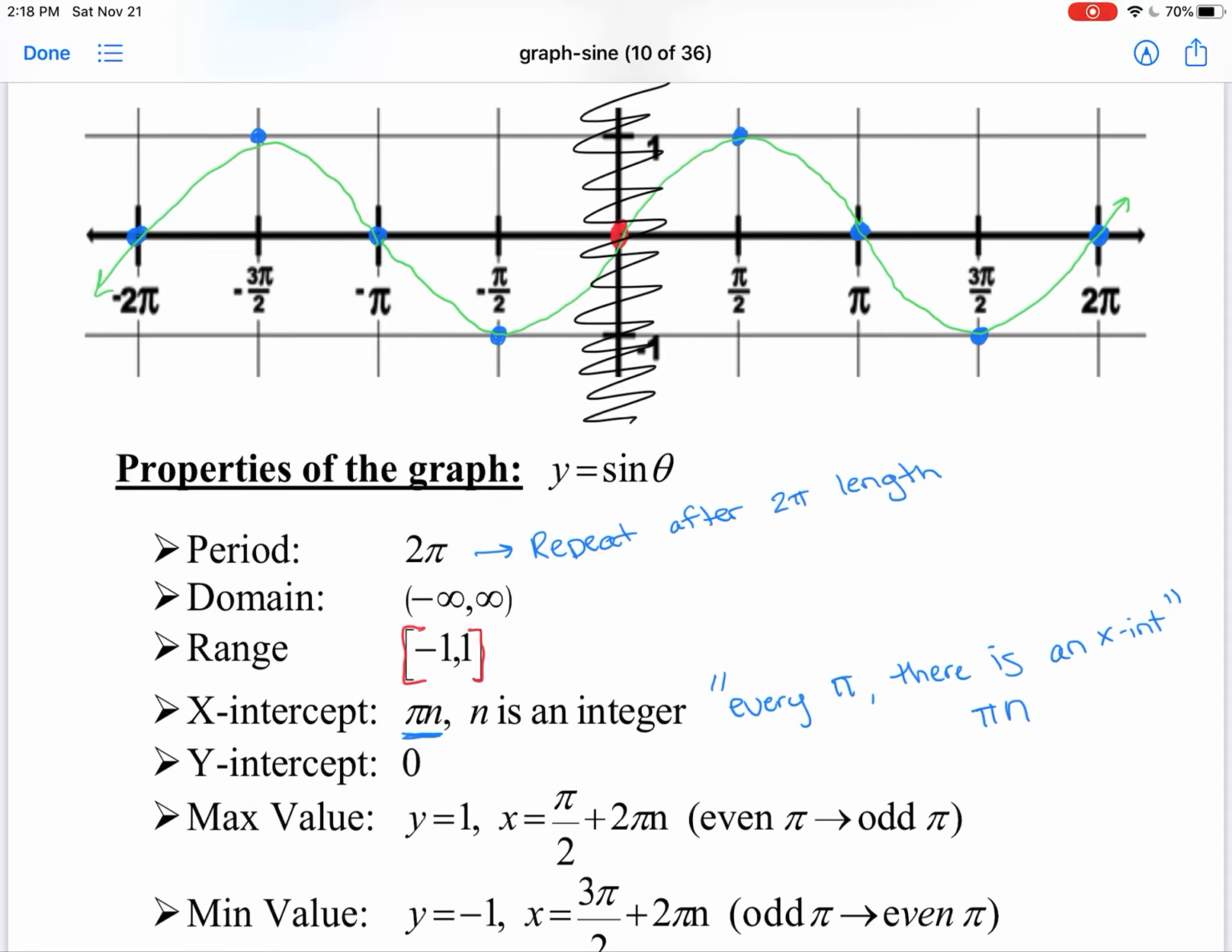Then your y-intercept, well, if you look at your graph, your y-intercept is going to be at 0. That's the only time it's going to cross the y-axis. And it's just looking for the y value at that point.